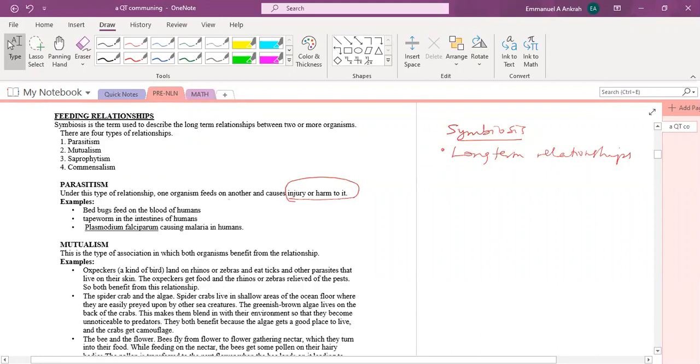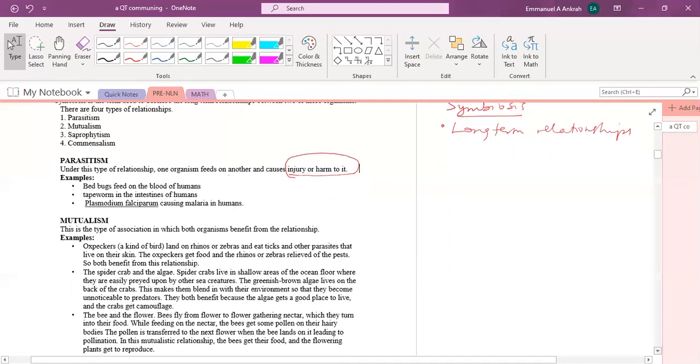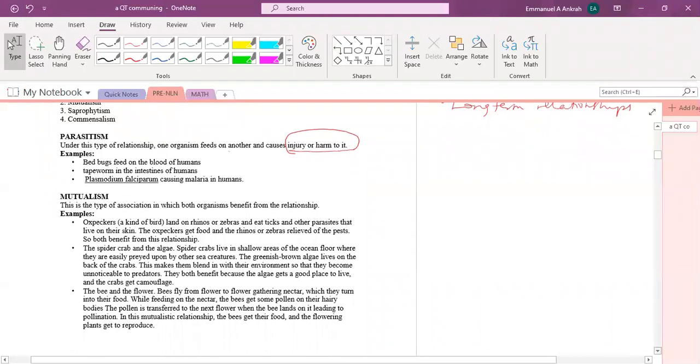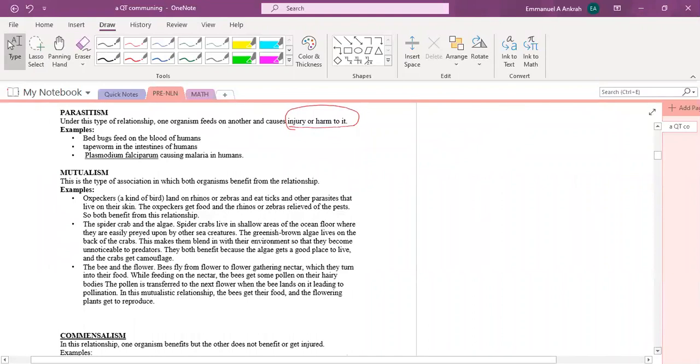Then the next one is mutualism. Think of the word mutual. So mutualistic association, mutualism. Like a mutual fund, if you put money together, both benefit. So this is a type of association in which both organisms benefit from the relationship.